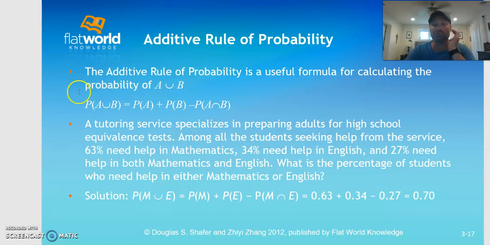The additive rule of probability here, when we have the union, we have to actually subtract the intersection once we add those two pieces together. The reason we have to subtract the intersection is we're counting the overlap twice. We're counting it in the probability of A and the probability of B.